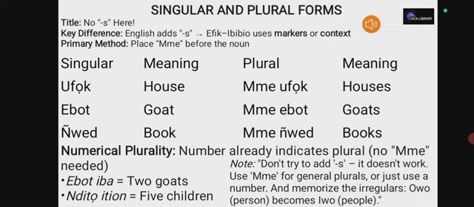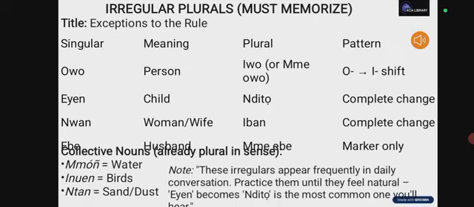Slide 7. Irregular plurals. Exceptions to the rule. While madam handles most plurals in Efik-Ibibio, a few nouns do not follow that pattern. These exceptions fall into two groups.